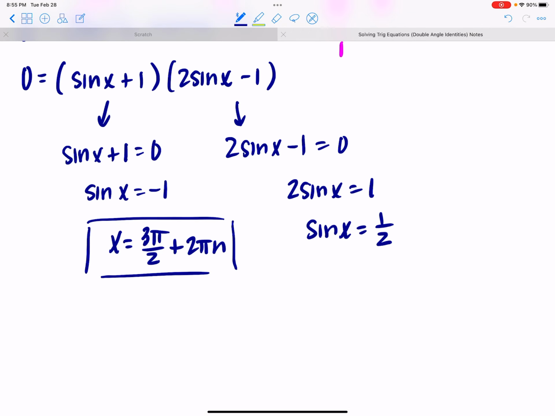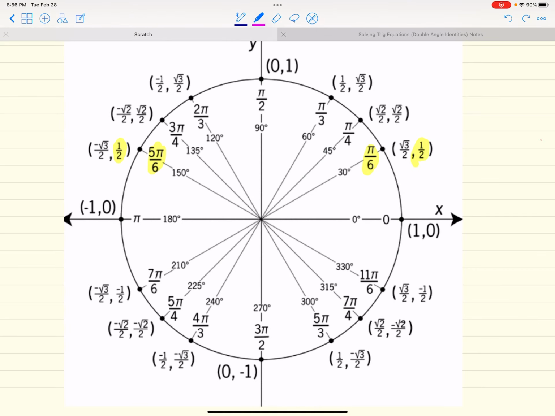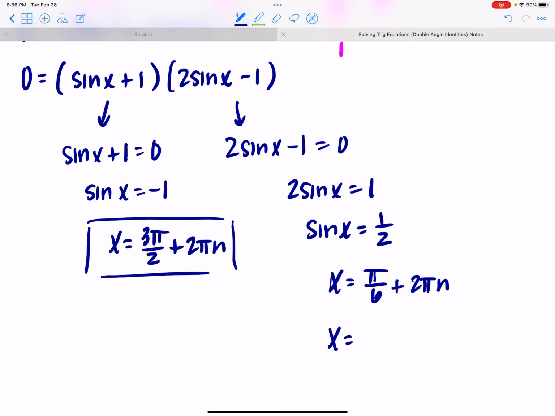So x is going to equal, we said pi over 6 plus 2 pi n times, that's what we said, right? Pi over 6, yep. And then 5 pi over 6 plus 2 pi n times. And so we have 3 infinite solution sets there.